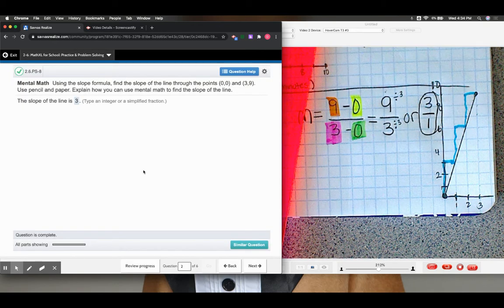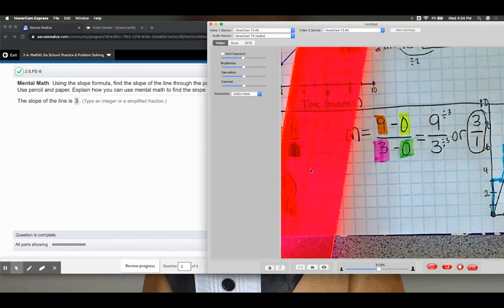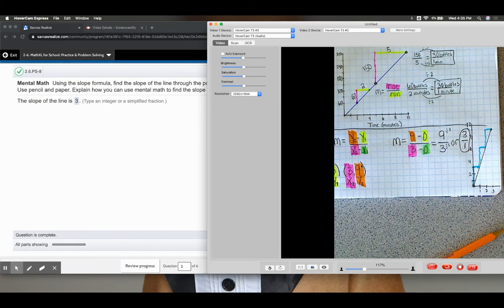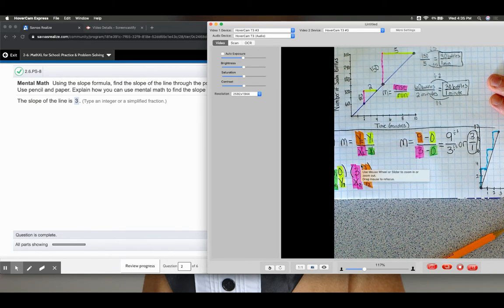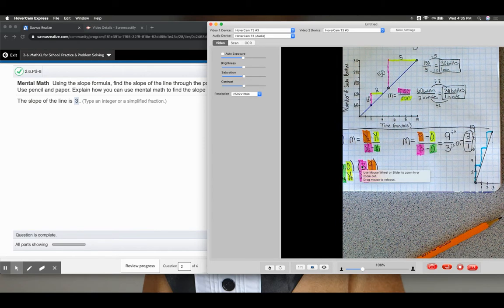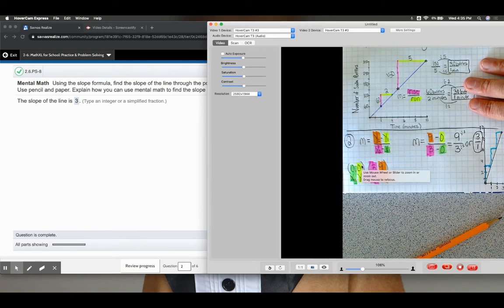Okay, so I'm going to change the camera or the zoom. Please pause the video, copy anything you need down before we move on to the next one in a minute.